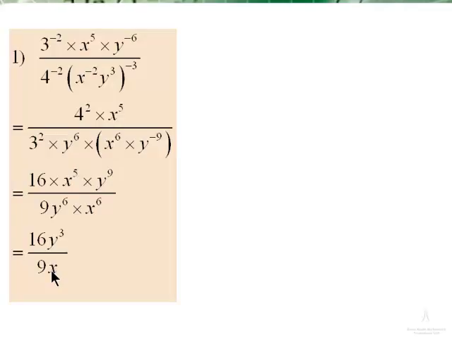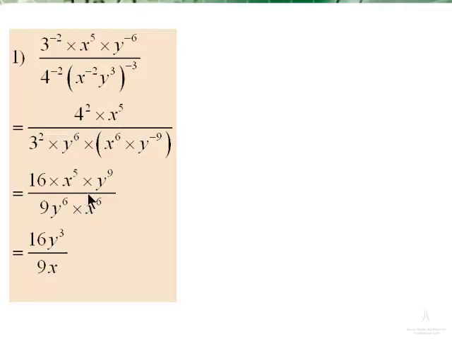So it becomes x to the power 1 below the line. Remember, if the exponent is 1, we never indicate it. Then, if we consider the base y, you have y to the power 9 divided by y to the power 6, which is y to the power 9 minus 6, or y to the power 3.